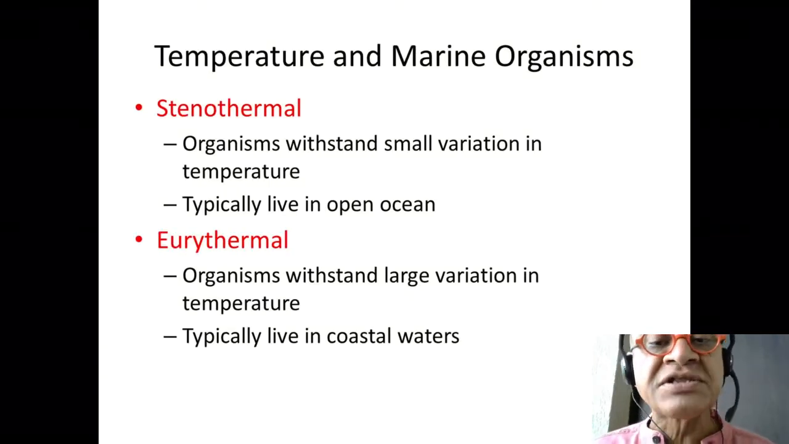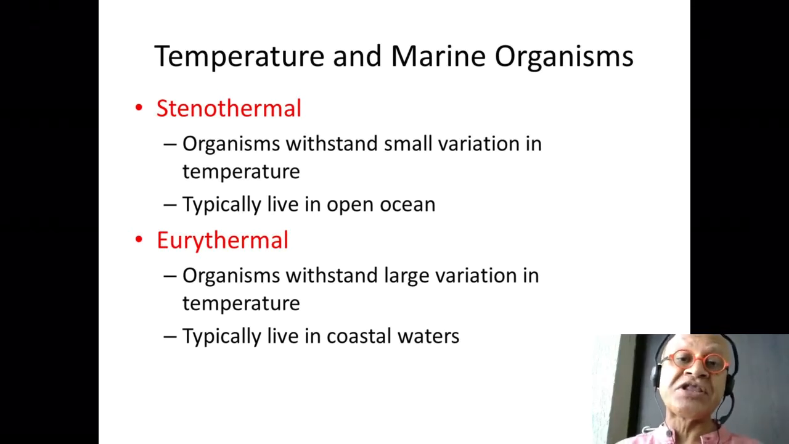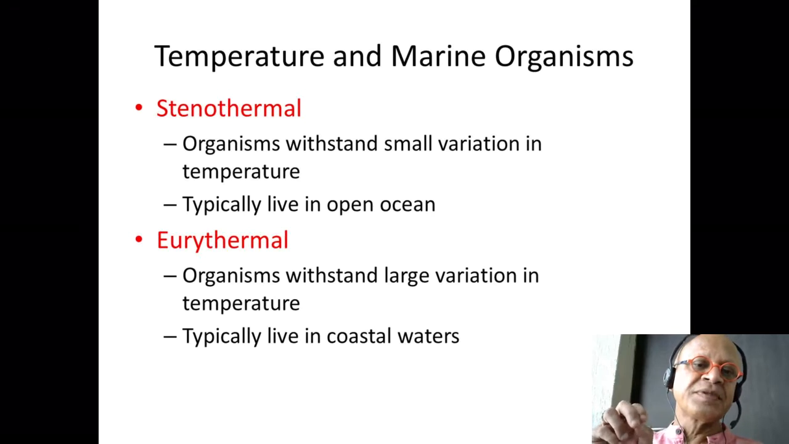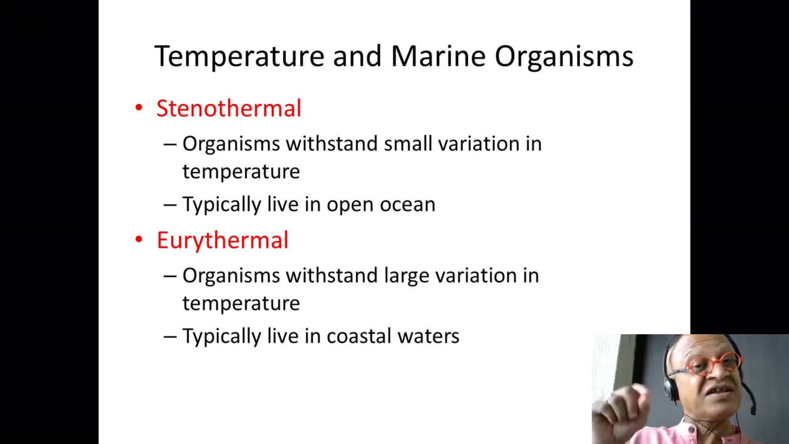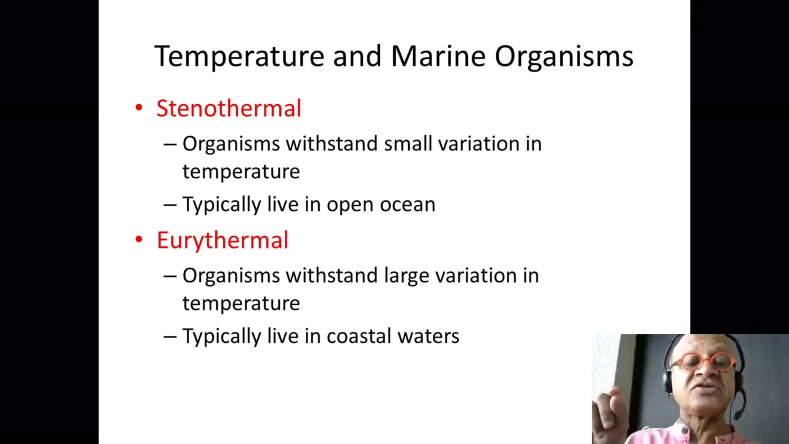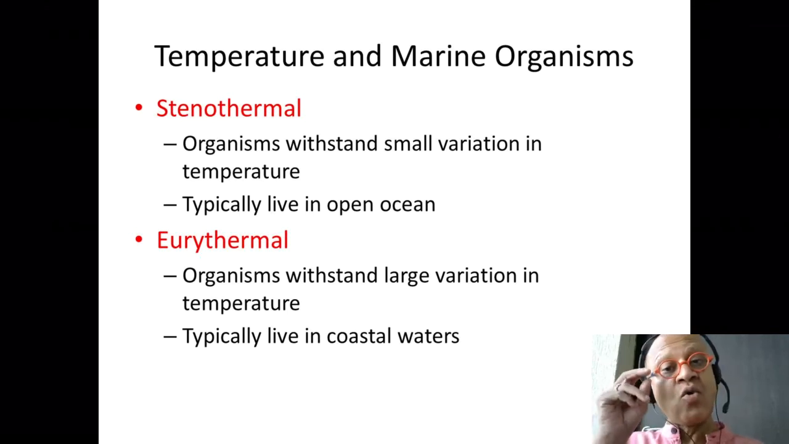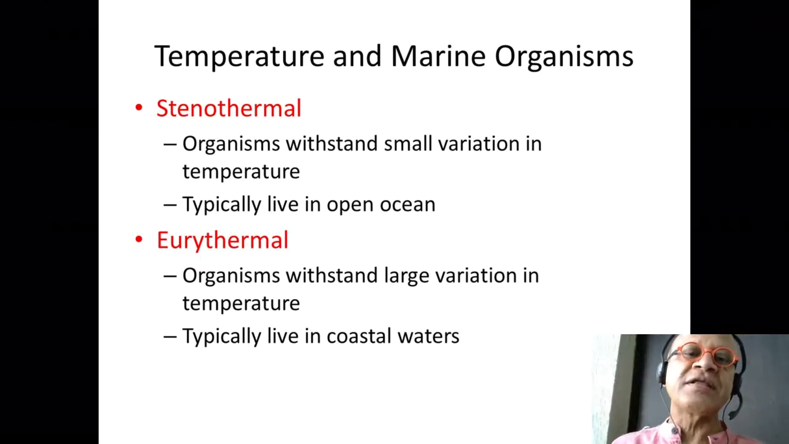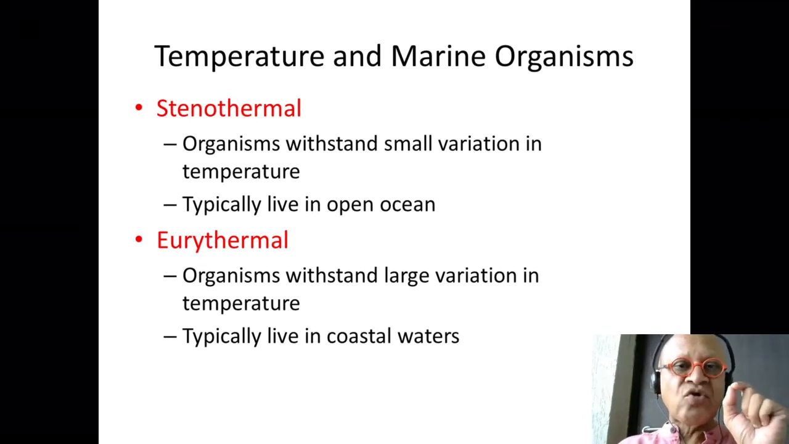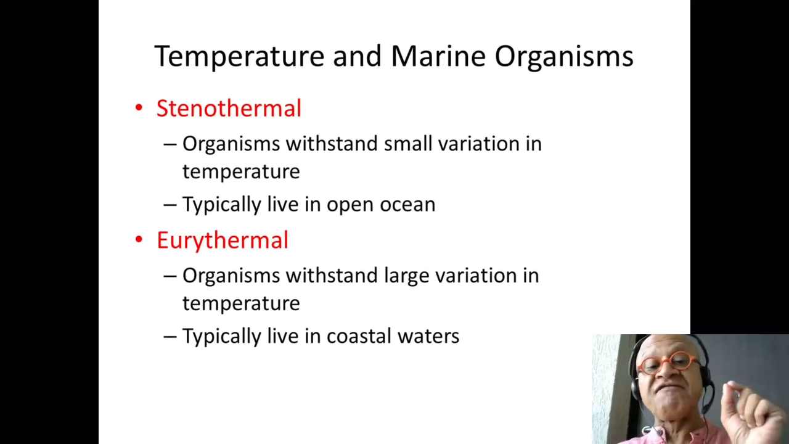But temperature and salinity affect marine organisms by forcing them to adapt to a certain region. So we are talking about two things. We will see that maybe marine organisms affect their environment, but maybe they have evolved to live in a certain environment. So these are arguments that go on. Nonetheless, organisms that withstand very small variation in temperature are called stenothermal organisms. They typically live in the open ocean because the temperature doesn't change so much, doesn't change very fast anyways.